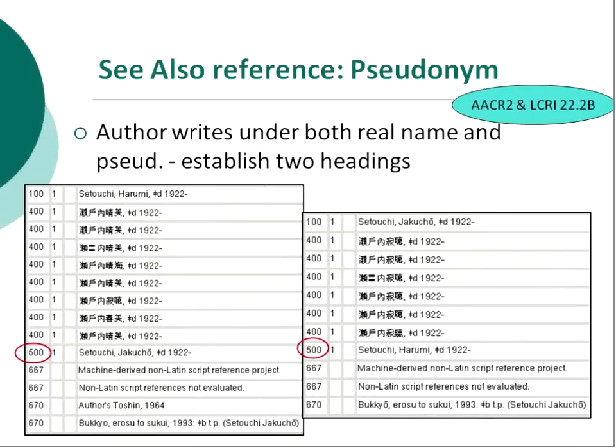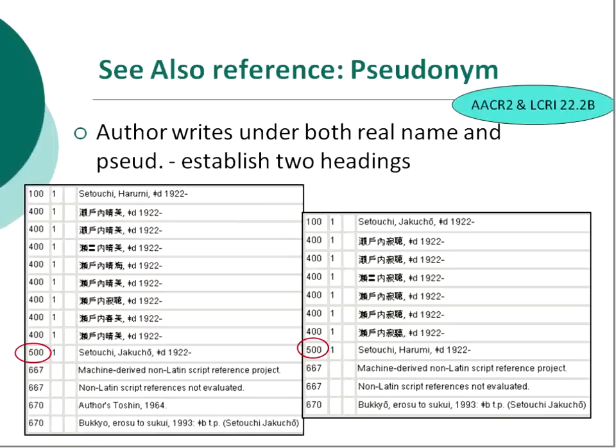See also reference, pseudonym. Earlier we talked about some common situations using 500 fields. In the next few slides, we are going to discuss some of the more complicated situations on using 500 fields. This first one, I say it's not too bad, and you will see why it's not too bad.